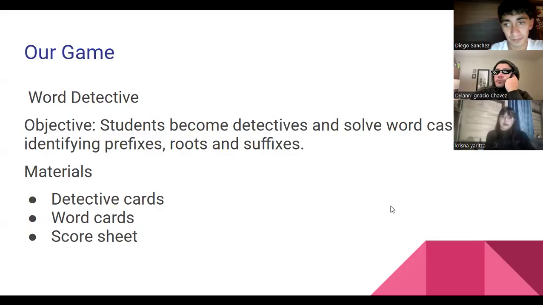Okay, our game is called Word Detective. In this game, students become detectives and solve different word cases. The main objective is to identify prefixes, roots, and suffixes, and then use those morphemes to understand the meaning of the whole word. To play the game, students will use word cards, detective cards, and a score sheet.